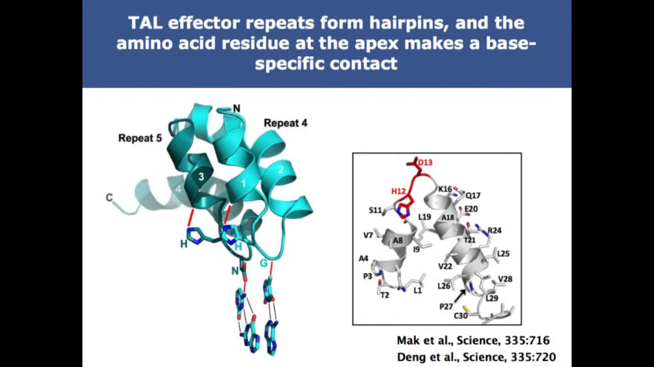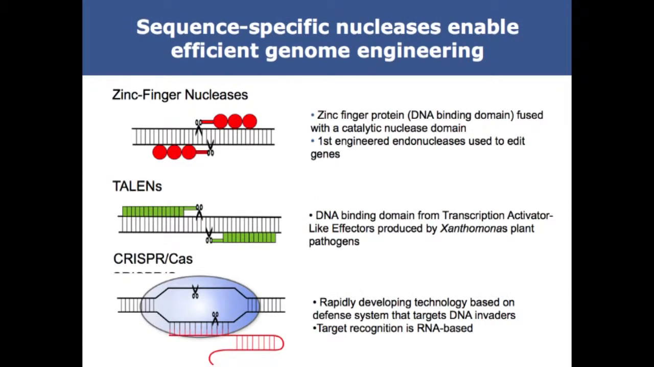So if you have HD, you'll bind C; NG, T; NI, A; or NN, G or A. So these four modules allow you to target most any DNA. And each repeat binds one base on the target. And so Adam's group then, along with Barry Stoddard, determined the structure of the TAL effector. And those 34 amino acid repeats form this little hairpin-like structure. And it's actually just one of those variable amino acid residues that makes a base-specific contact. And as a consequence, this highly elegant and modular DNA binding motif allowed us to engineer these TALENs.